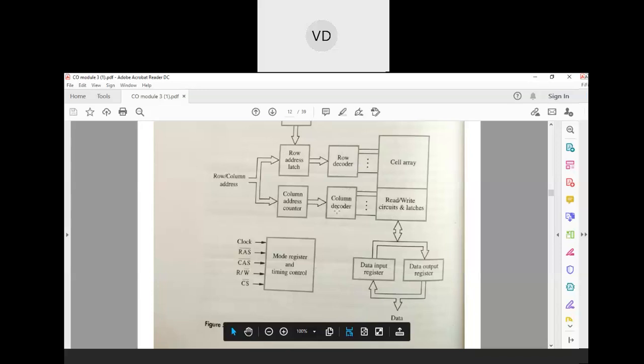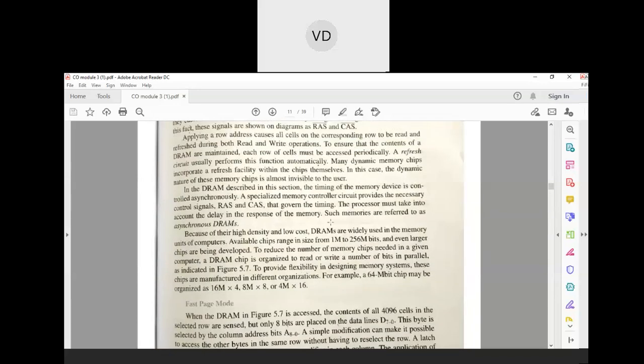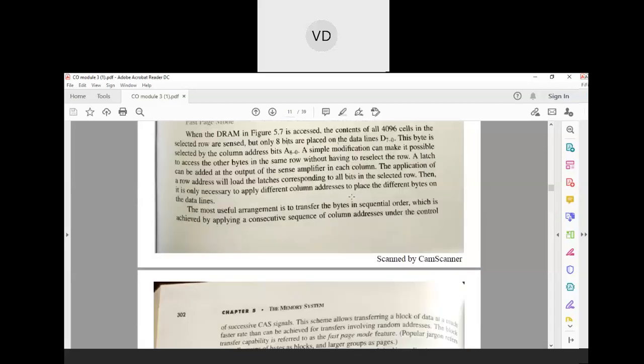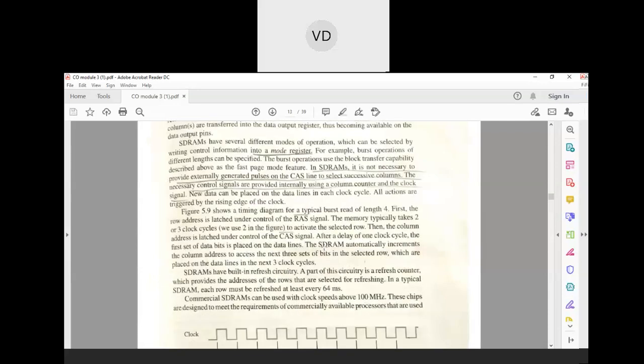But previously in the asynchronous, what was happening? Each of the circuits was generating its own clock signals. A specialized memory controller circuit provides the necessary control. Each of the blocks had its own control circuits, which were providing the timing diagram. But that is not the case in these synchronous DRAMs. In the synchronous DRAMs, there is only a single clock signal.